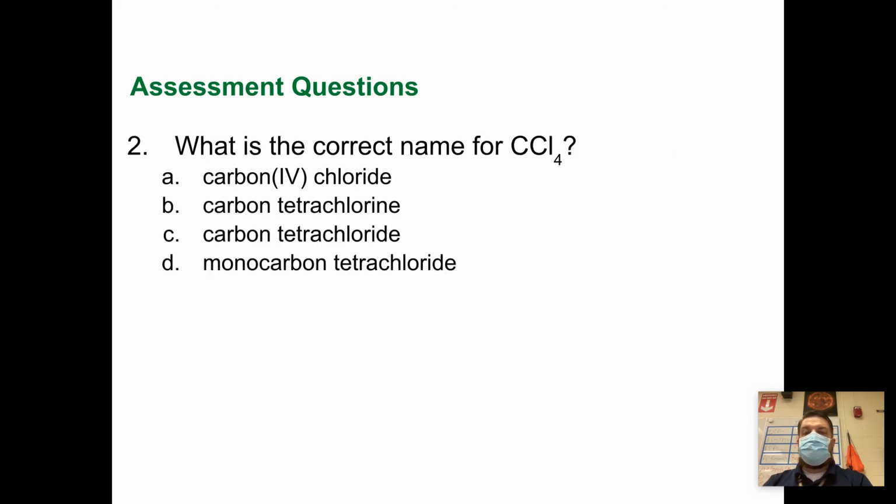What is the correct name for this one? It's carbon and chlorine. And there's 4 chlorine to 1 carbon. So what do you think the correct name is? No? So I'll give you a clue. It's either C or D because the chlorine, there's 4 of them and has to end in "ide." So it'll say tetrachloride. So it's not A, it's not B, it's either C or D.